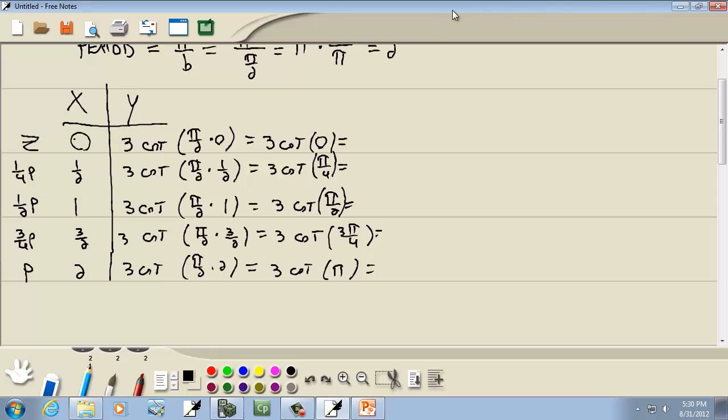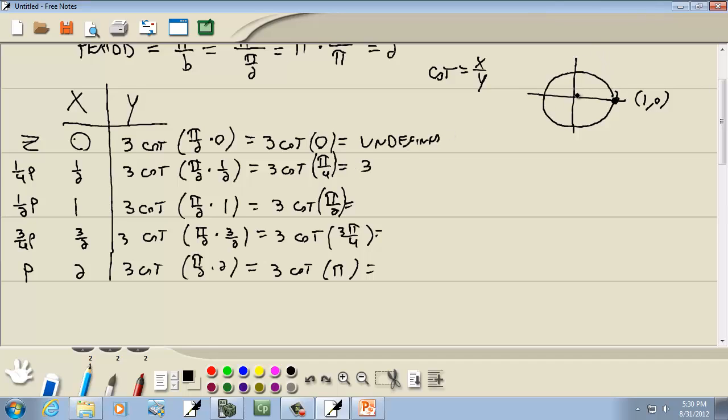Okay. Now remember, cotangent in terms of our unit circle is x over y. So here we are going around our unit circle. We start off at 0 here. This point here is 1, 0. X over y would be 1 over 0, which is undefined. Now this one is pi over 4. It's square root of 2 over 2 and square root of 2 over 2. Well, x over y, square root of 2 over 2 over square root of 2 over 2 gives us 1. So we got 3 times 1, or 3.